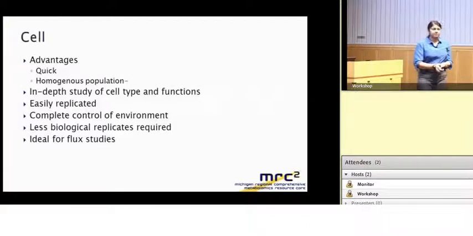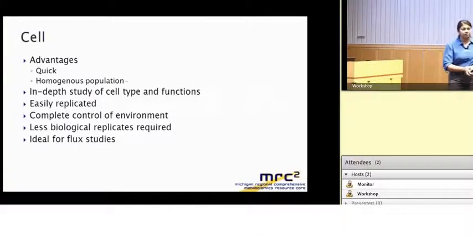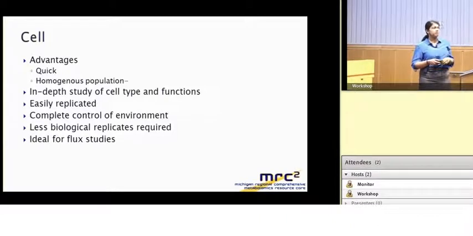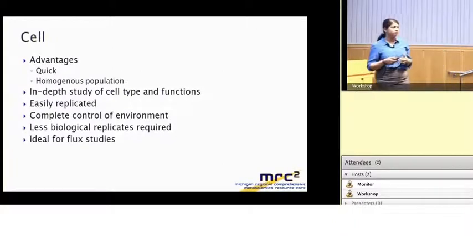So we talked about cell systems again yesterday. We know the advantages of a cell system being its quick turnover, it's a homogeneous population. You can do an in-depth study of the cell metabolites and its responses to your interventions. It's very easily replicated. You can do it with small sample size because of the very homogeneous nature of the cell population. And since you control everything in the media, the nutrients you give, the ambient atmosphere and everything, the biological variation is much less, therefore you can have small sample sizes. And the technical replication of these samples is also very good.